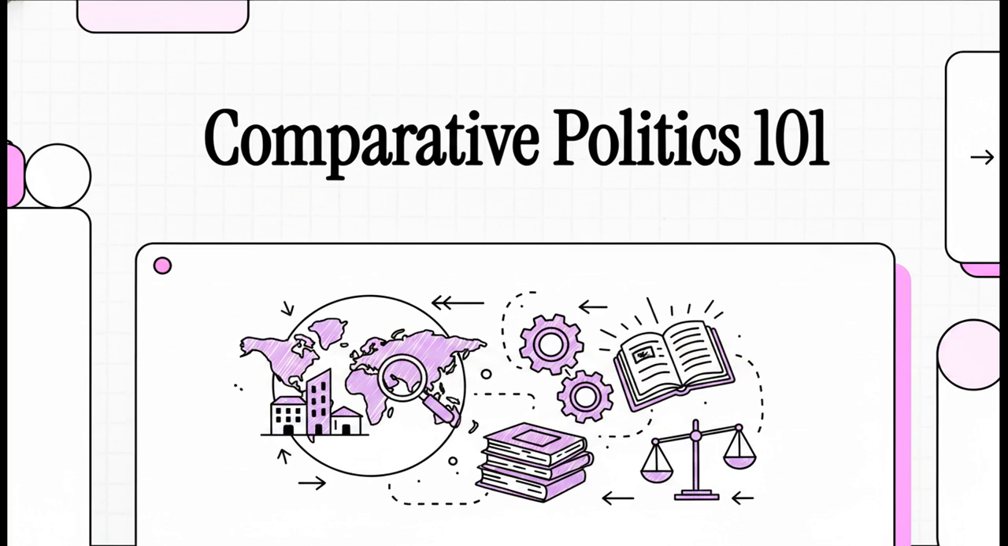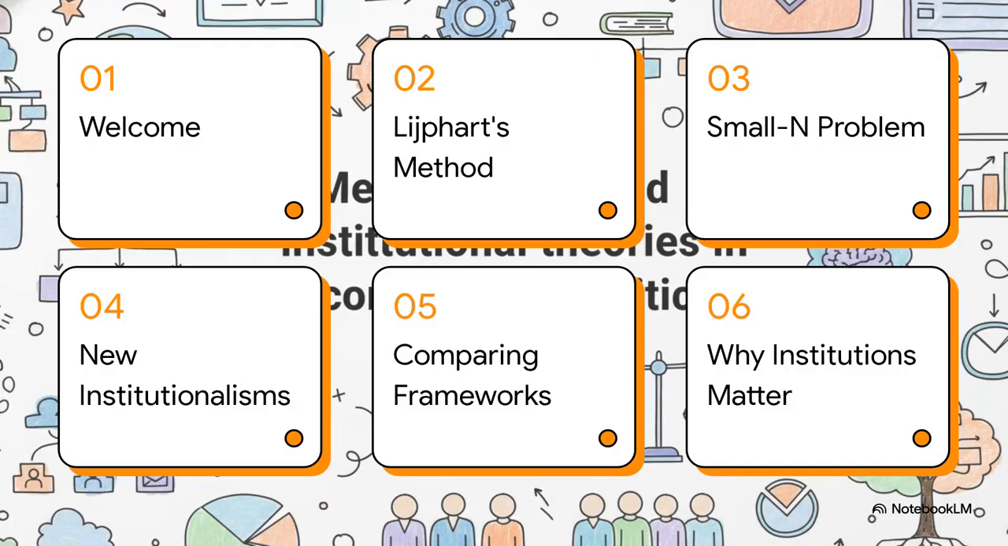Today, we're going to unpack the scientific tools and the big overarching theories that political scientists actually use to systematically analyze governments. So consider this your syllabus for the day. We'll start with a quick welcome to comparative politics, move into Lijphart's comparative method, and then tackle solving the small n problem. After that, we'll break down the three new institutionalisms, compare those institutional frameworks, and finally, we'll wrap up with why institutions matter today.